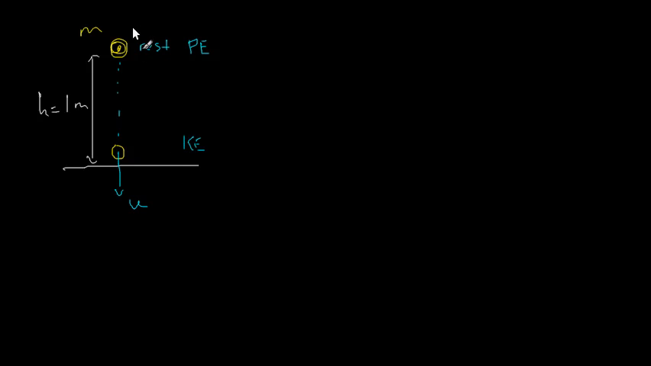Okay, so after falling the height h, the potential energy due to this height h will be all converted to the kinetic energy. So if this kinetic energy is half mu squared, and that potential energy was mgh, these two would be equal. Those two would be equal.